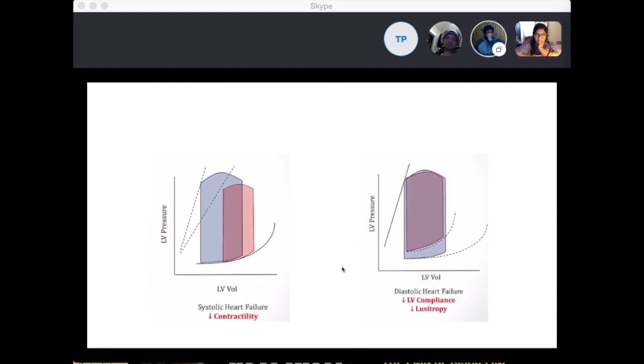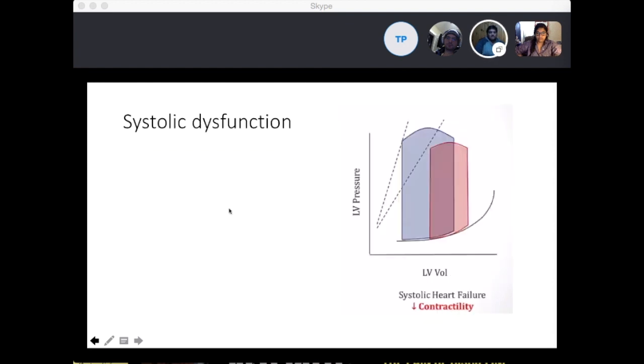All right, so let's look at a pressure volume loop of systolic versus diastolic. We're going to go through these in detail in the next two slides, but I just wanted you to compare and contrast real fast. In systolic, it's usually because your contractility is down, while in diastolic, you're mostly concerned about your compliance. And lusitropy is essentially how your muscle can stretch. In this one, it's not really being able to stretch. I'll go through this in detail in the next two slides. So in systolic dysfunction, you have a decrease in cardiac output.